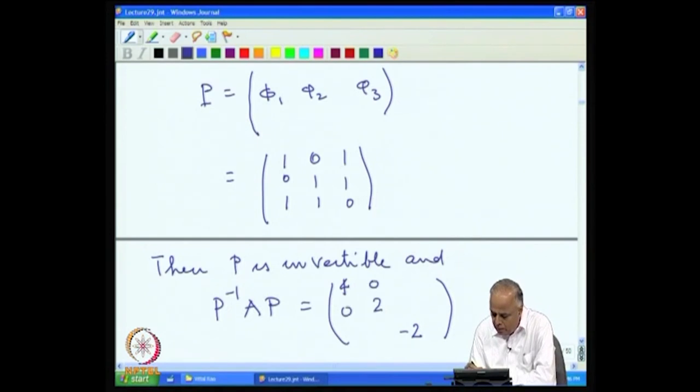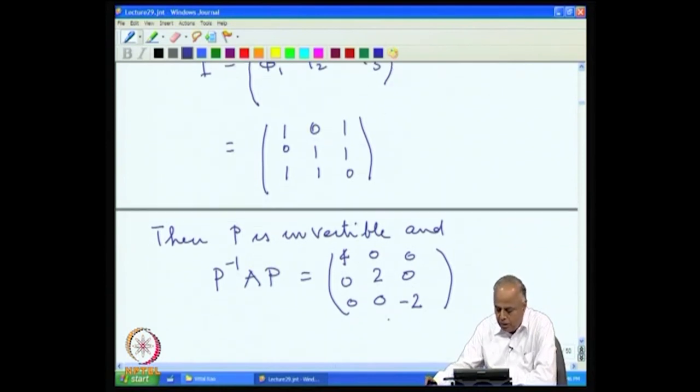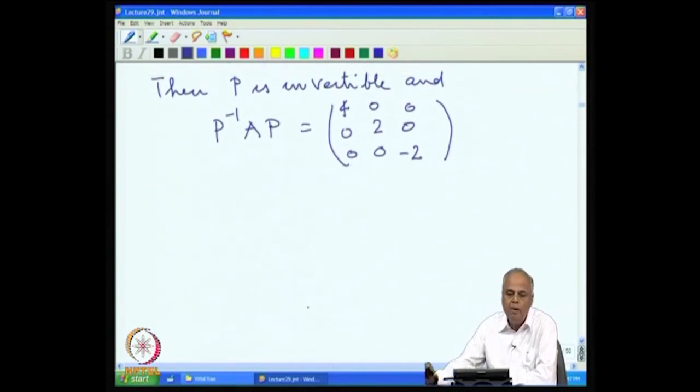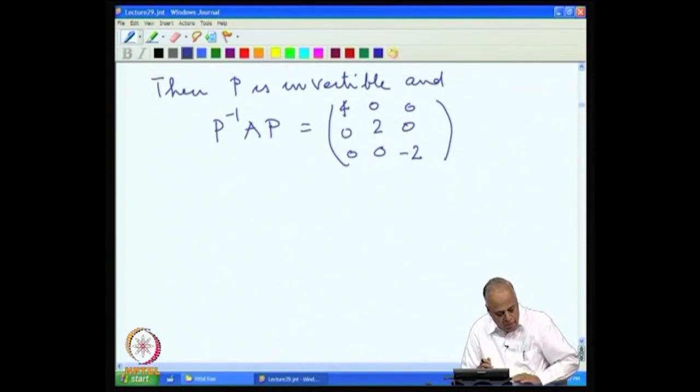So, these eigenvalues will come in the diagonal and all other entries will be 0, P inverse AP. Now, with this matrix P, one can easily calculate P inverse and verify indeed that P inverse AP is this diagonal matrix. So, if we have an n by n matrix, where we can find n linearly independent eigenvectors and the n scalars lambda 1, lambda 2, lambda n, and thus n eigen pairs in which the eigenvectors involved are all linearly independent, then we can assert that the matrix A is diagonalizable.